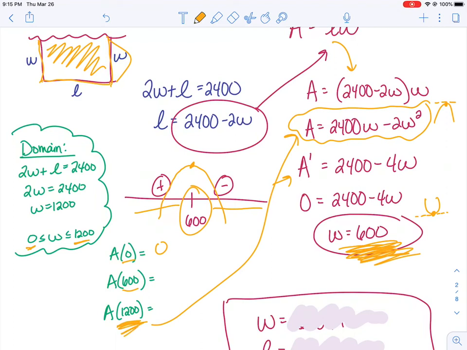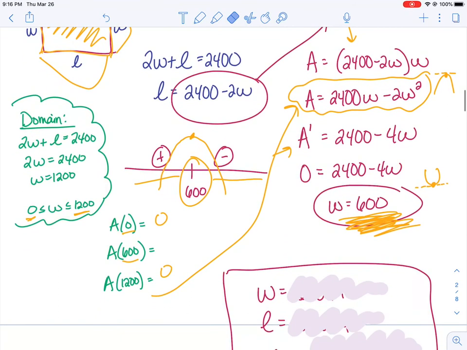And if you plug in 1200 to your area, what ends up happening? Don't you also end up getting 0? Because if the 2 widths are 1200 feet each, you've just used up all your fence on the 2 widths, which means you've squished your area and there is no length, and so you have no area again. And so a lot of times when we test for absolute extrema and we're talking about an area problem, it ends up kind of squishing the other dimension and you end up zeroing out the area. So testing the endpoints doesn't actually give me a better value.